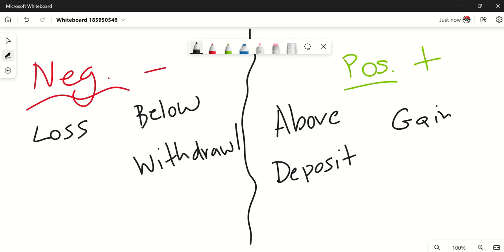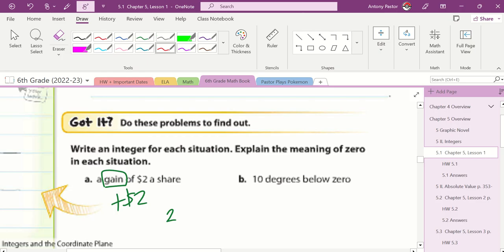10 degrees below 0. Below shows up for the first time in our work, but we had it written down because of above. 10 degrees below 0 would be negative 10 is our integer, and 0 representing the temperature. 0 is, on a temperature line, 0 degrees. It's not positive nor negative, so 0 represents degrees Fahrenheit or Celsius, depending on what they're referring to on a temperature scale.